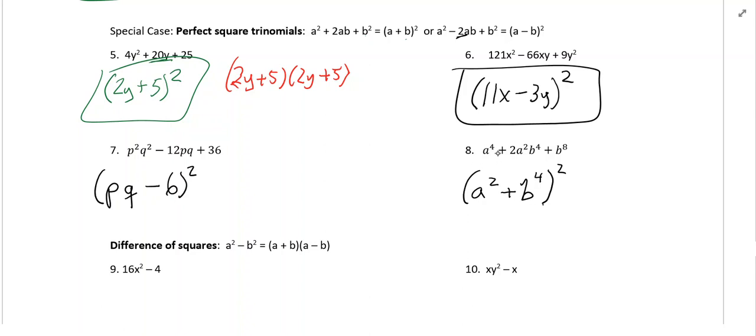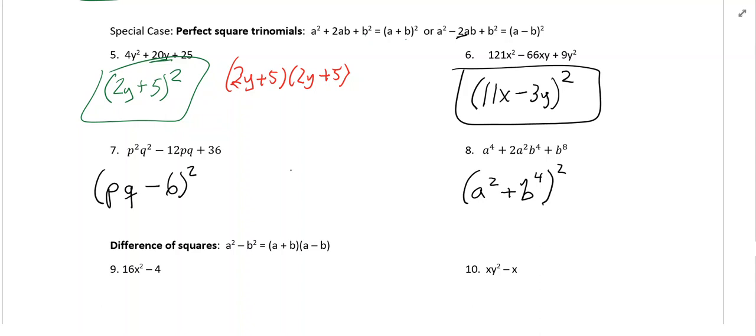All right, let's take a look at number 8. The square root of a to the 4th is a squared. The square root of b to the 8th is b to the 4th because, remember, same base multiplication means you're adding the exponents. So 4 plus 4 does give you 8. Then when you multiply these together, you get a squared b to the 4th. When you times that by 2, you get 2a squared b to the 4th. So again, these two both are perfect square trinomials.